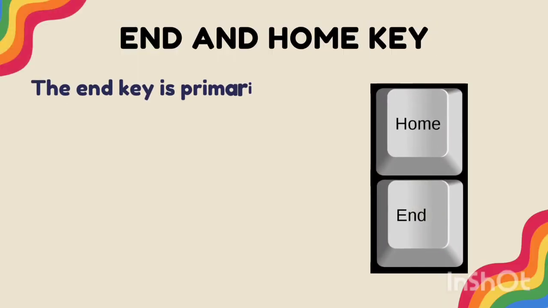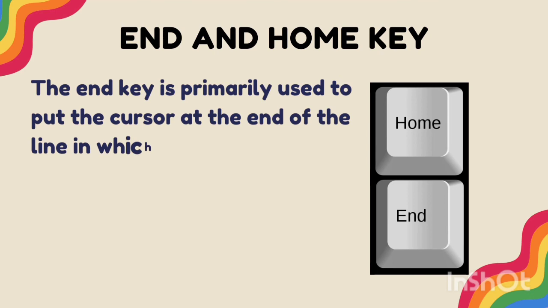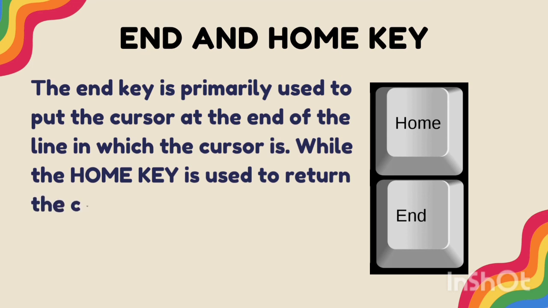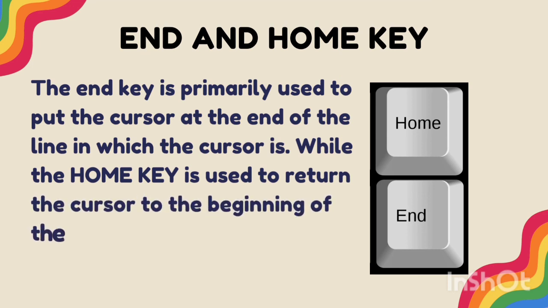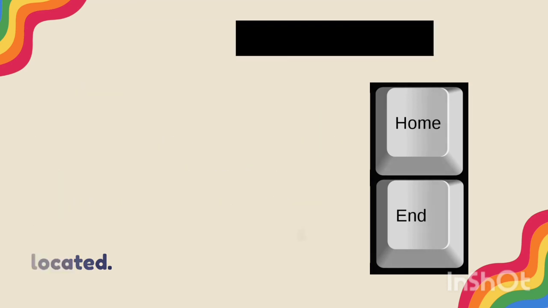Then the last one we'll be learning is the end and home keys. The end key is used to put the cursor at the end of the line in which the cursor is. So when you are typing in a line, if you press the end key, the cursor moves straight to the end of that line. While the home key is used to return the cursor to the beginning of the line. So that is the function of the home and end keys.